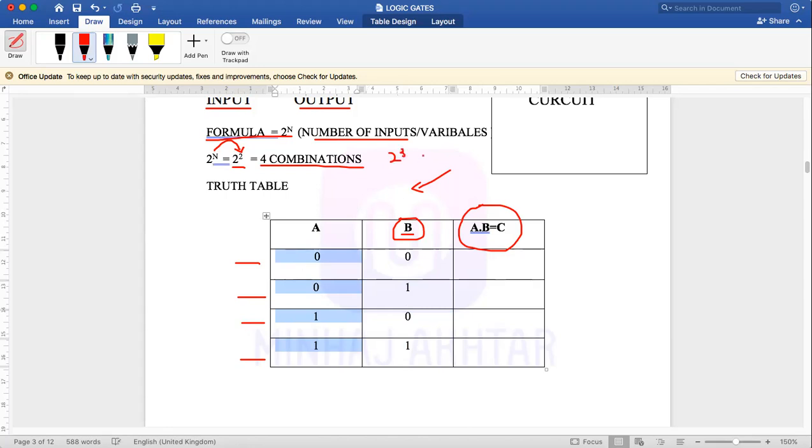So tell me what will be the answer, 2 power 3? 2 power 3 is 9. No, sorry, 8. 2 power 3 means 8. 2 into 2 into 2. So 2 2s are 4, 4 2s are 8 combinations. So we need to draw a big truth table for 8.